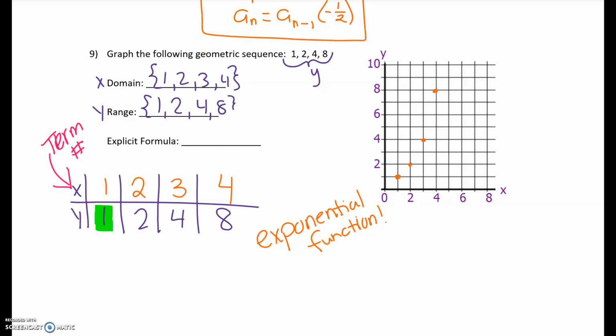That is our sequence. Okay, and if we write our explicit formula, remember we need two pieces: we need the first term and we need the r. The first term is 1, and how we get to the next term every single time is multiply by 2. So a sub n equals 1 times 2 raised to the n minus 1 power. Okay, so now you should be able to do the practice for class.